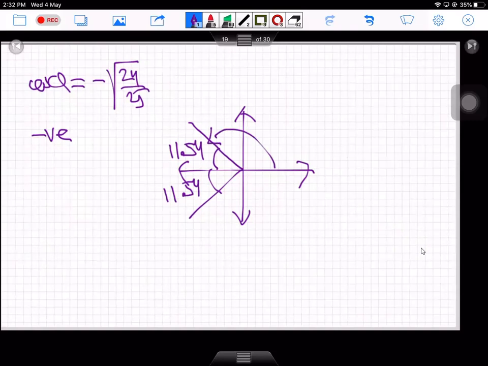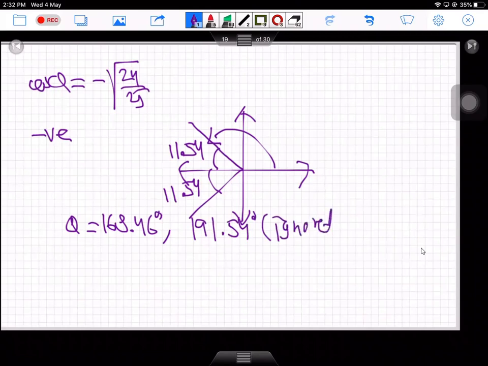So 180 minus 11.54. This will be 168.46. So theta equals 168.46, and the other one will be 180 plus 11.54, which will be ignored. So I'm just mentioning that this is 191.54 degrees and this is ignored.